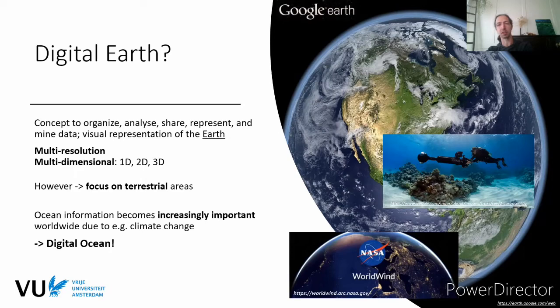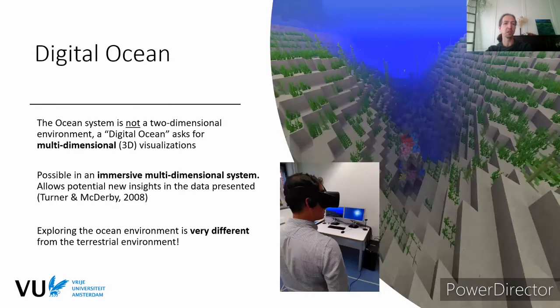And as you might be aware, our world actually consists for over 70% of oceans. And those are very important for us, and they become increasingly important due to, for example, climate change. So I took a shift and I found the concept of digital ocean, which actually focuses on those marine areas.